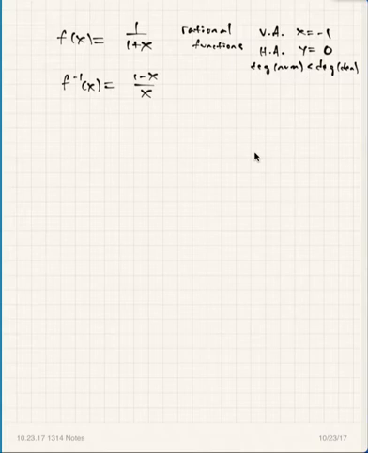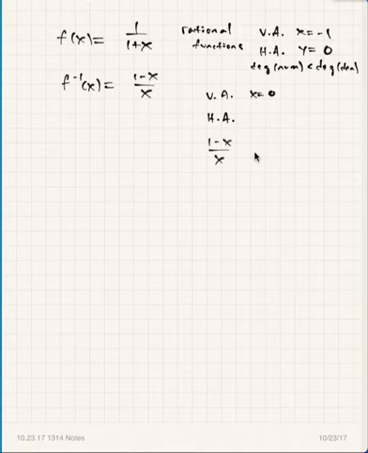Now look at the inverse function. Look at the vertical and horizontal asymptotes for that function. The vertical asymptote is where the denominator is 0, but the denominator is 0 when x is 0. And the horizontal asymptote, well, the degree of the numerator and the denominator are the same in this problem.